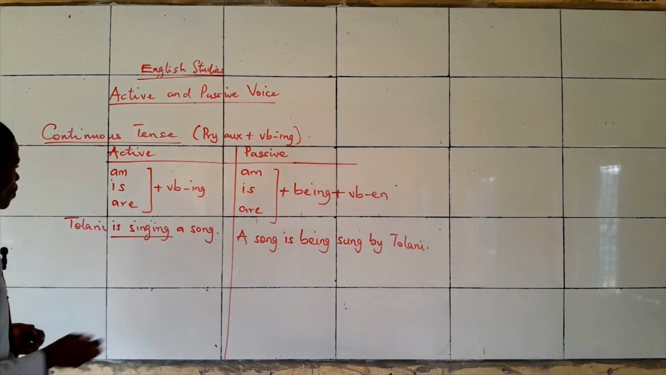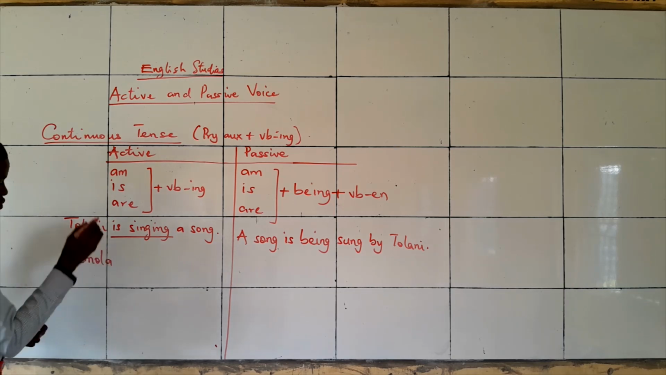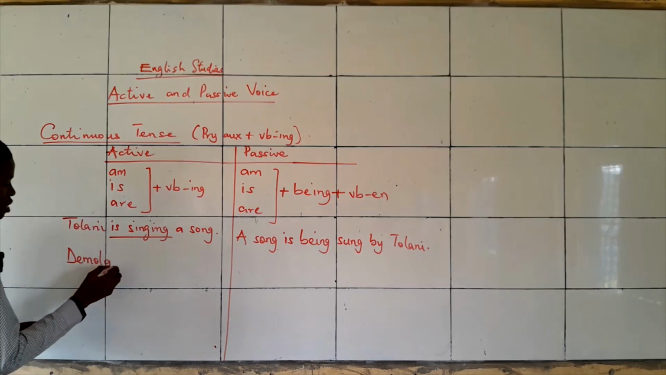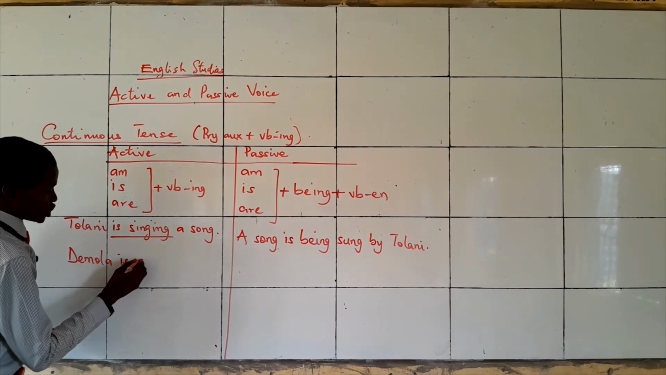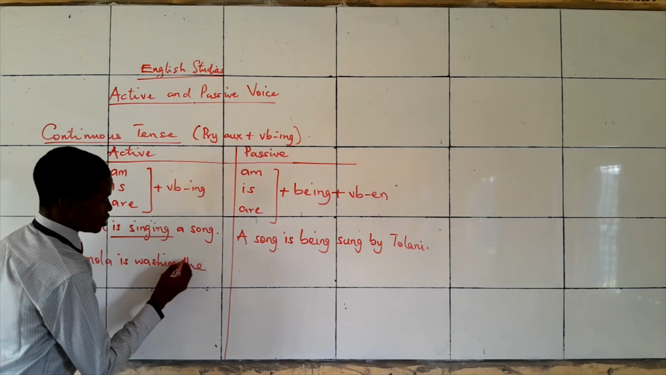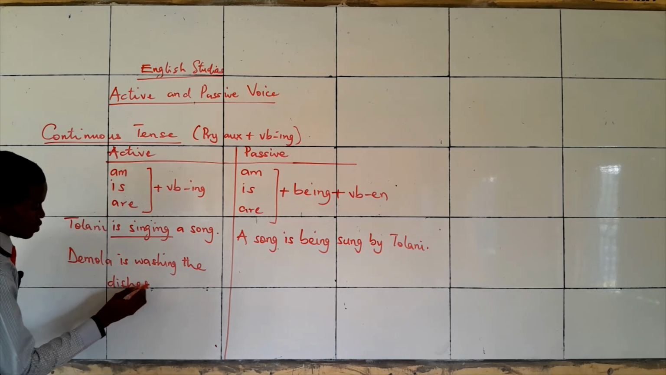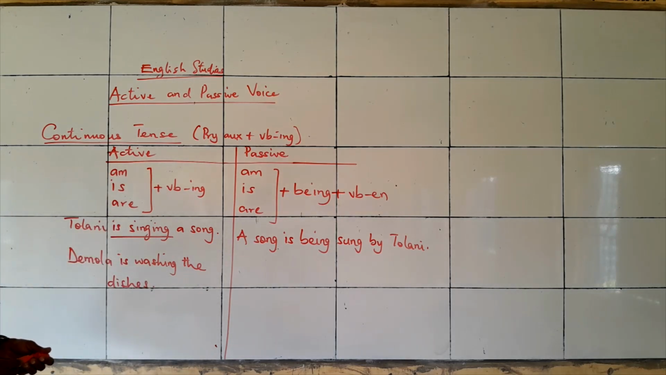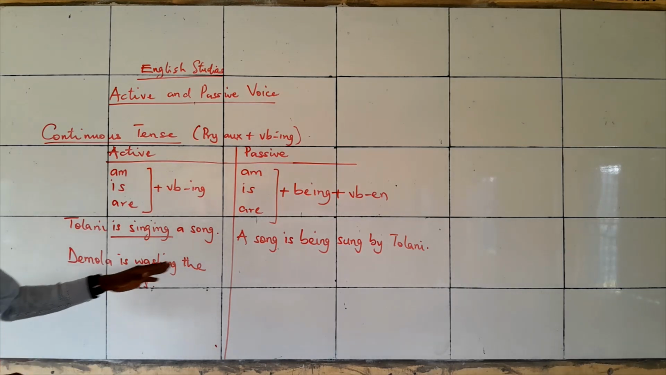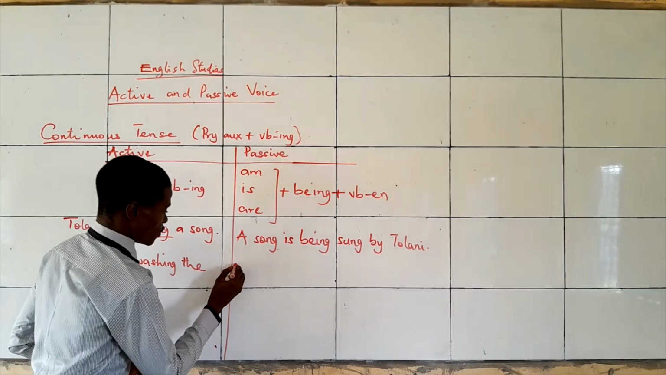A song is being sung by Tolani will have to be our passive form of Tolani is singing a song. Another one. Let's consider another example. We say, Demola is washing the dishes. Demola is washing the dishes. We have to convert this to passive. It is very simple. Bring your object to the position of its subject, which will be the dishes.